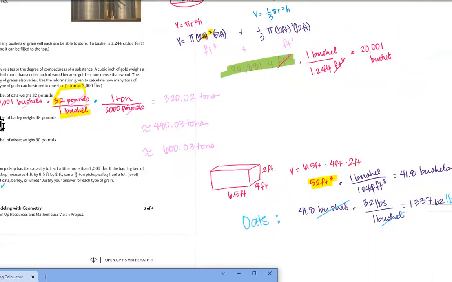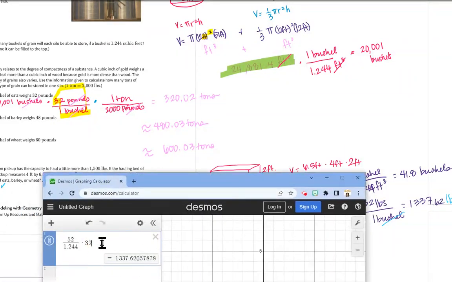Now, notice here, you're going to be multiplying the same number by 48 and 60, and we don't want that number to go over 1,500. So I'm going to do that really quick. So that's 48. Oh, it's 2,000. So this is already a no. So I don't even multiply this one because if this is a no, then this is automatically a no. So the answer is yes for oats, but no for barley because that's way too heavy. It's way too heavy. Okay.